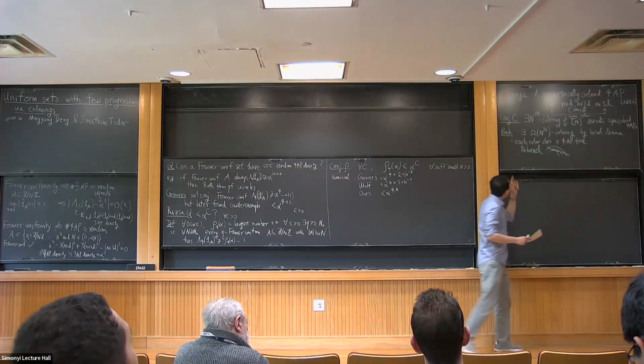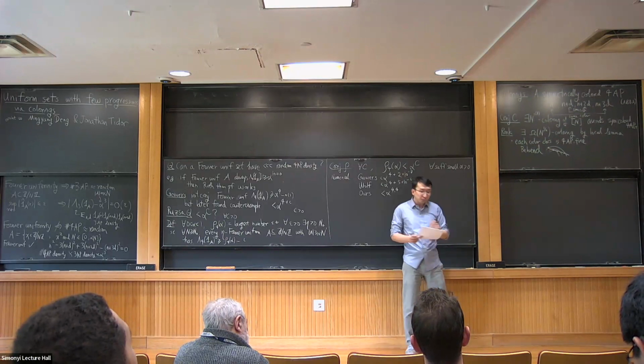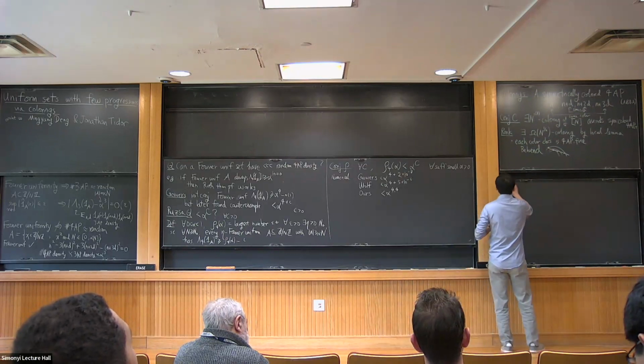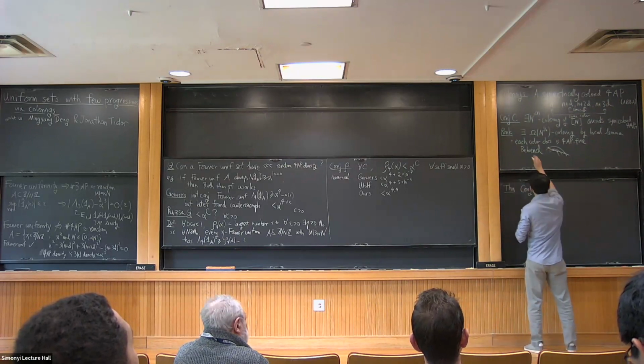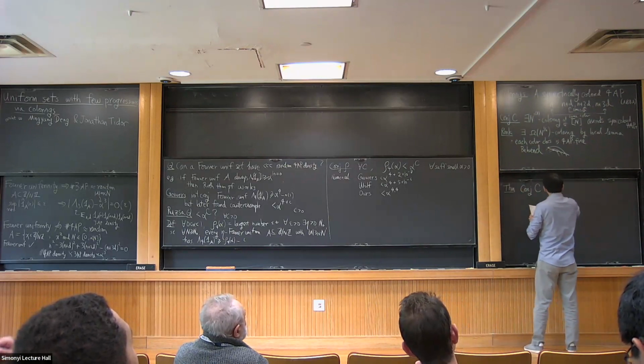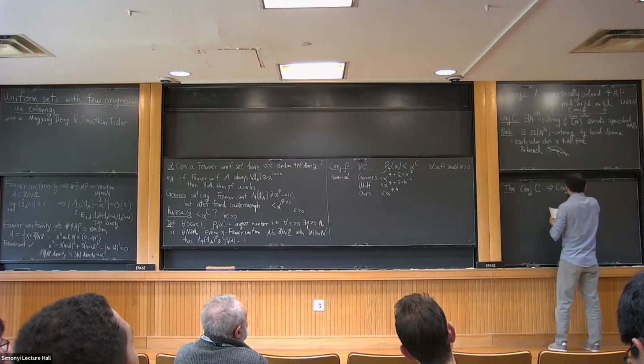Now, why do we introduce this conjecture? One of the results in our work is that if this conjecture C is true, then conjecture rho is true.